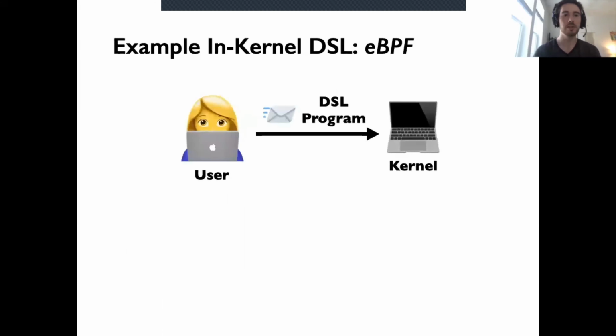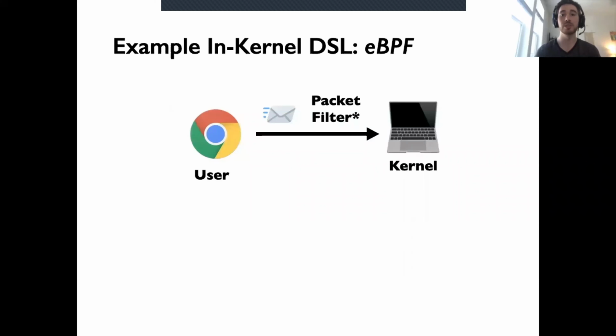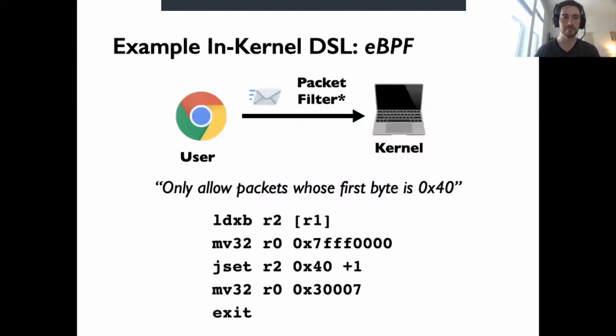Recall the model for an in-kernel DSL discussed previously. In this section, we'll pick a specific DSL for simplicity, eBPF. With eBPF, the user is an application such as the browser, and the programs sent to the kernel are packet filters. In reality, eBPF has been generalized to do more than just packet filtering, but that's not necessary for this talk. For now, think of an eBPF program as a program that accepts or rejects a given packet.